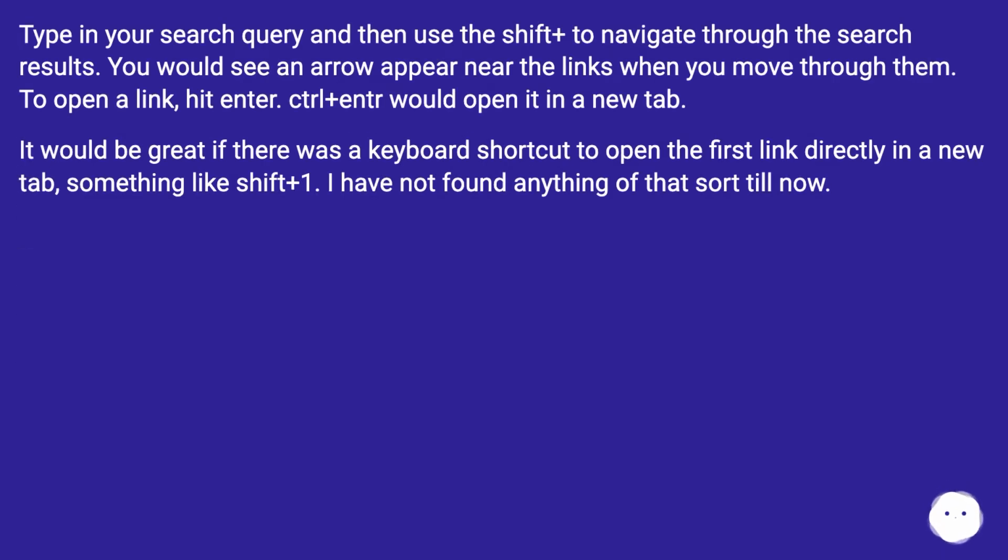Type in your search query and then use the Shift plus Tab to navigate through the search results. You would see an arrow appear near the links when you move through them. To open a link, hit Enter. Ctrl plus Enter would open it in a new tab.